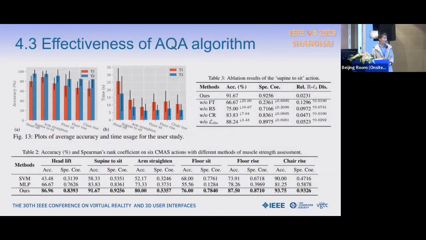On the one hand, we have implemented two other algorithms for muscle strength assessment. As can be seen, the result in the below slide demonstrates the effectiveness of our AQA algorithm. On the other hand, our AQA algorithm achieved greater accuracy than participants when performing task 1 by only using the assessment criteria, demonstrating the effectiveness of our AQA algorithm.